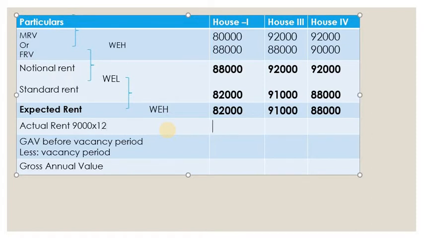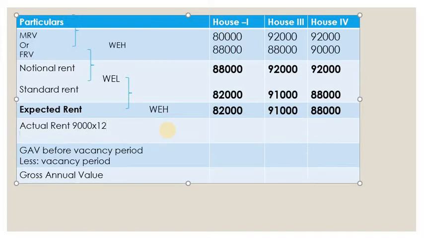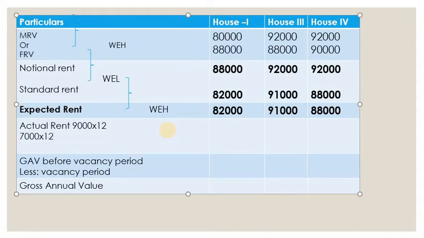9,000 into 12. Then for the third house it is 7,000 into 12. Then for the fourth house it is again 7,000 into 12. So write down, it is 9,000 into 12. How much? Calculate. So it is 1,08,000.